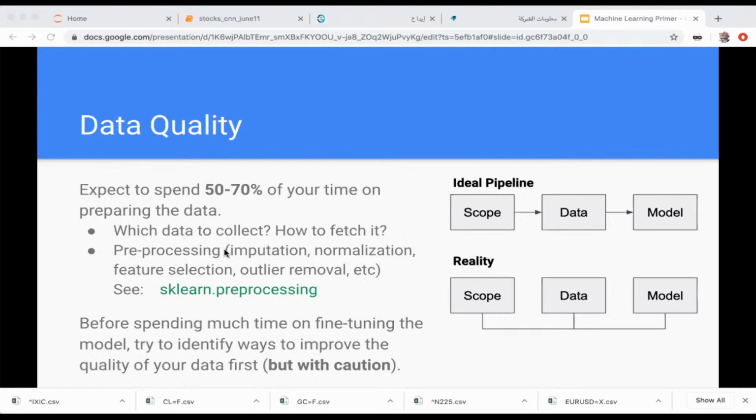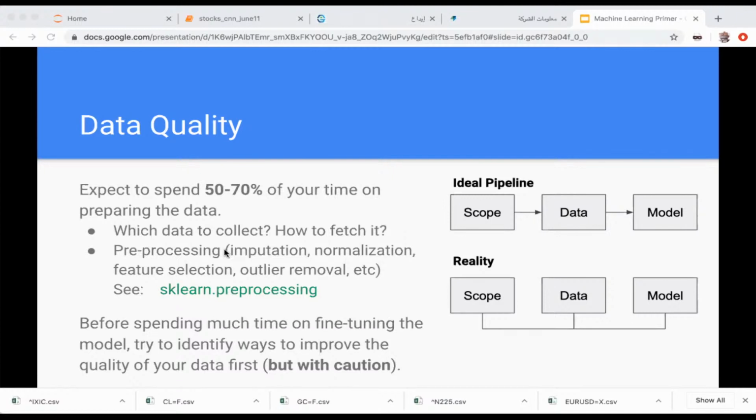Now, why do we do this? We do this to improve data quality. And data quality is very important. Do not think of this as a low priority task. So before you spend too much time on fine-tuning the model, try to identify ways to improve the quality of the data first. But please do this with caution. You don't want to change the data so significantly that the data in the future becomes quite different from your training data set. In this case, you will fail to predict in the future. So do this with caution, but it is a very important thing to keep in mind. Data quality is extremely important.